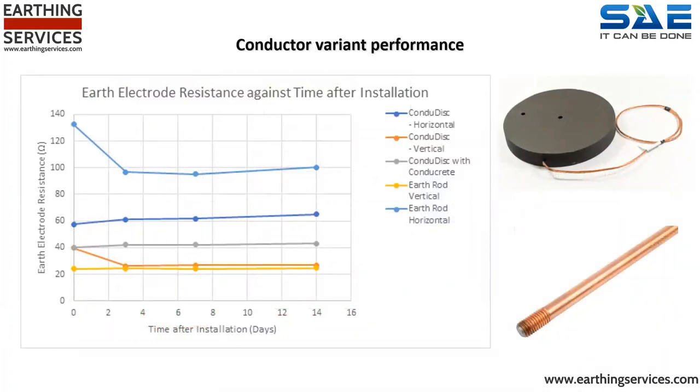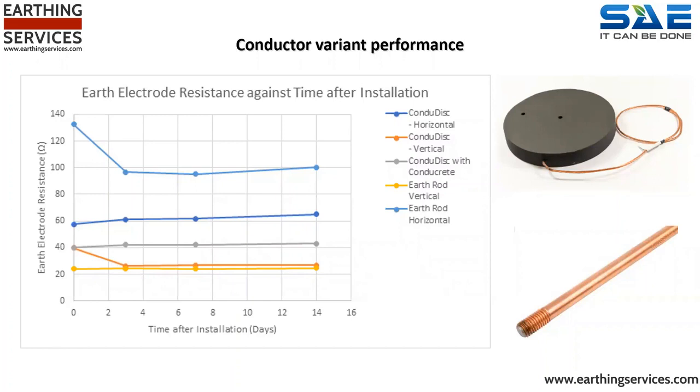This graph shows the performance of the 5 conductor variants when tested over a period of time. All of the variants are either the same specification of conductor, albeit one encased in conductive material, or the same specification of earth rod. So which is the best performing conductor?